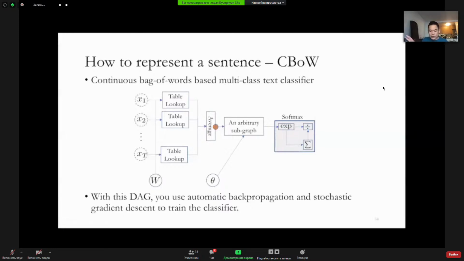And of course, once you build this, you can train this network end to end without having to implement anything yourself. We're going to rely on automatic backpropagation, and we're going to rely on a well implemented stochastic gradient descent to train this classifier.